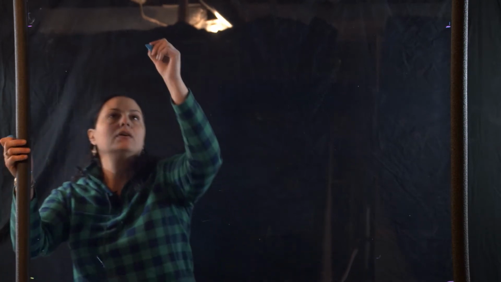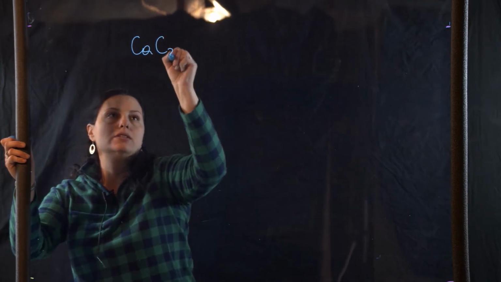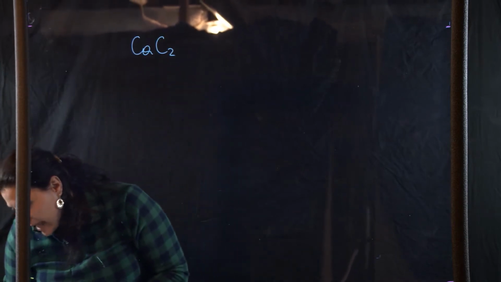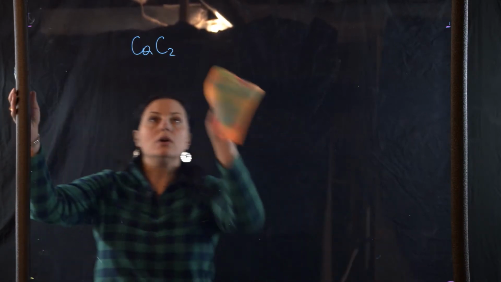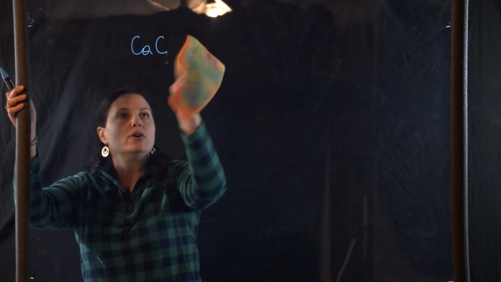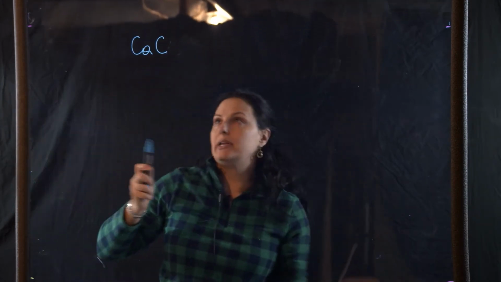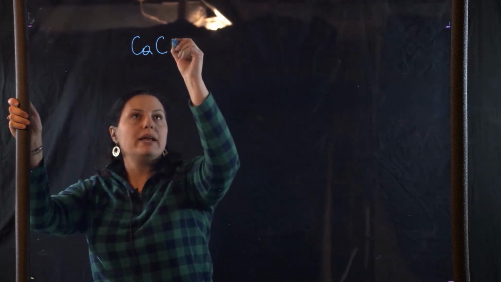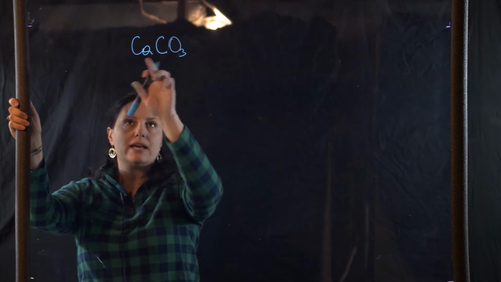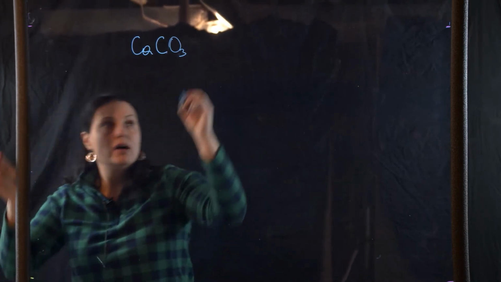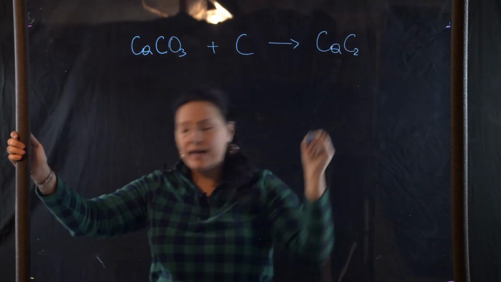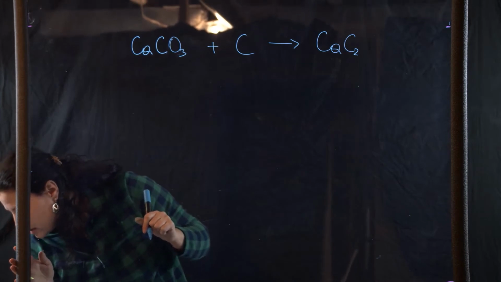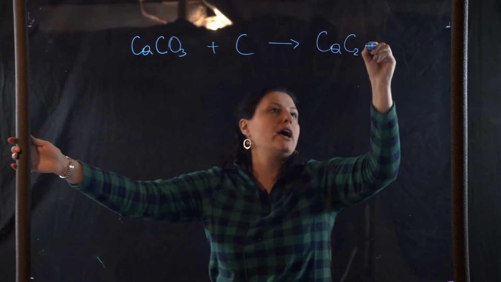So let's read. The compound calcium carbide, which is CaC2, is made by reacting calcium carbonate with carbon at high temperatures. So before we get to CaC2, we know that we react calcium carbonate, which is, if you should know by now, CaCO3, where CO3 is the carbonate ion and calcium is Ca, with carbon at high temperatures to form calcium carbide, CaC2, and carbon dioxide.